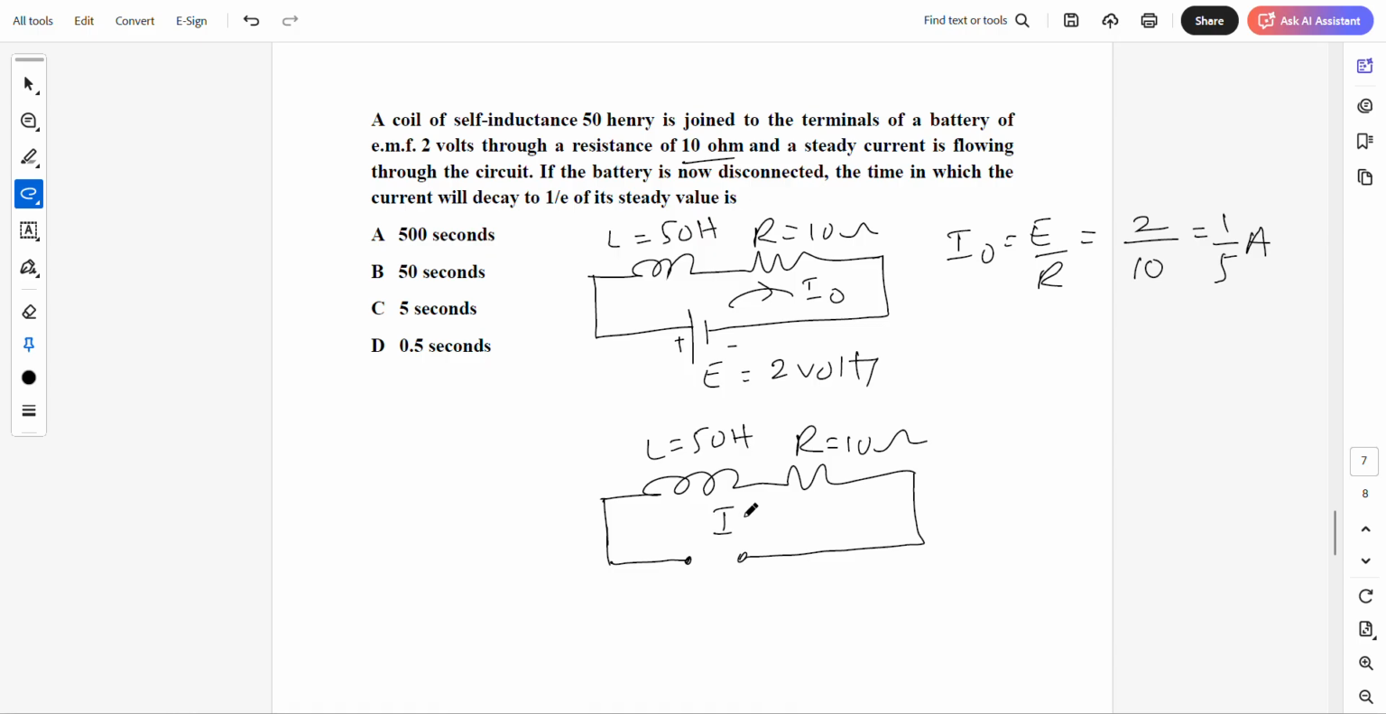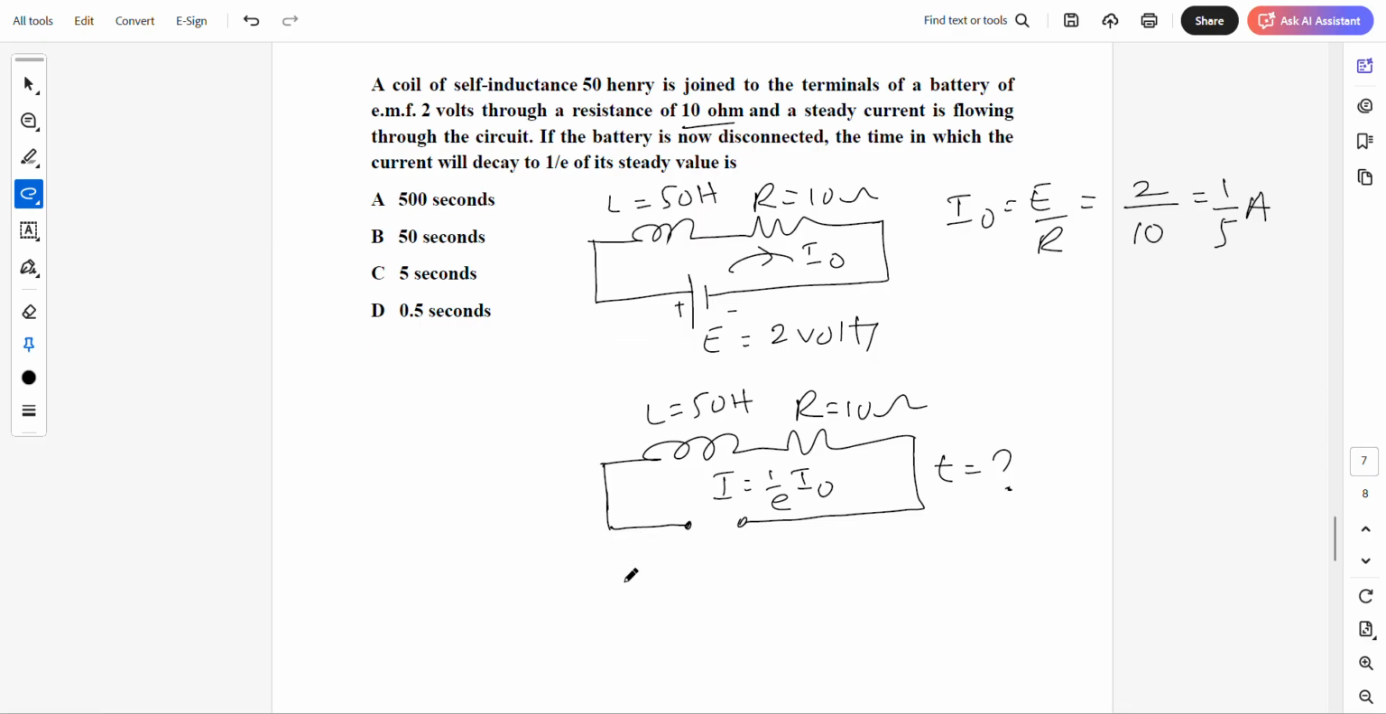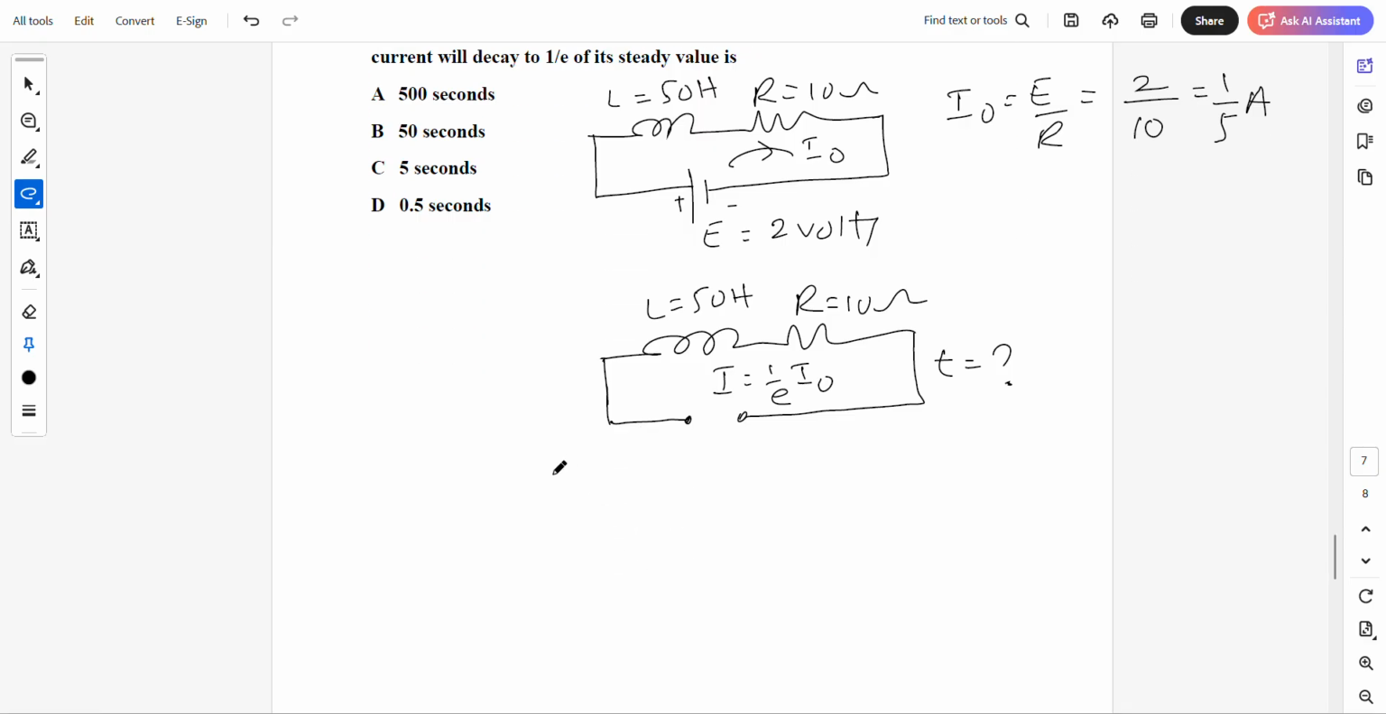So I will be equal to, you are given, 1 by e of I naught. Now here you have to calculate T, at what time this happens. Okay. Now you have to use the equation of decay current, not the growth current. Decay current is given by I is equal to I naught e to the power of minus T by tau.